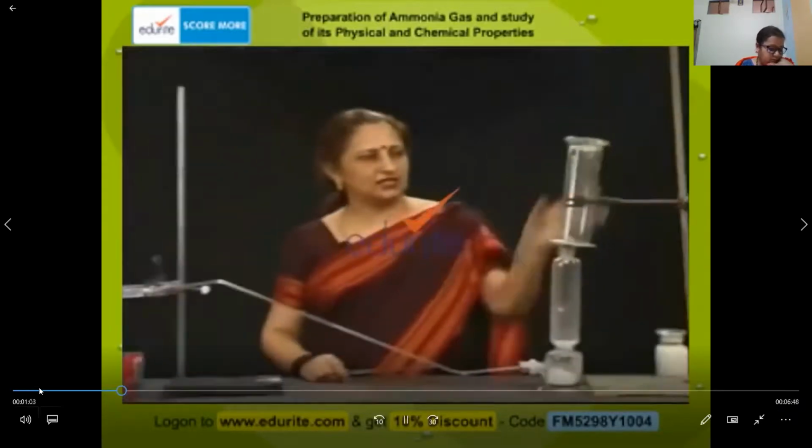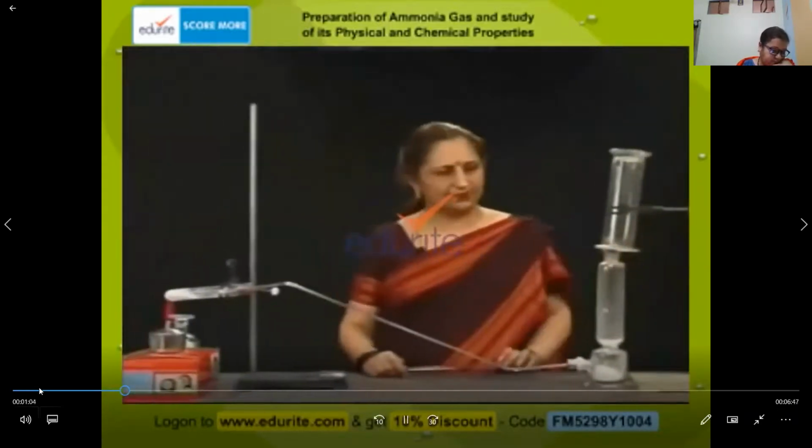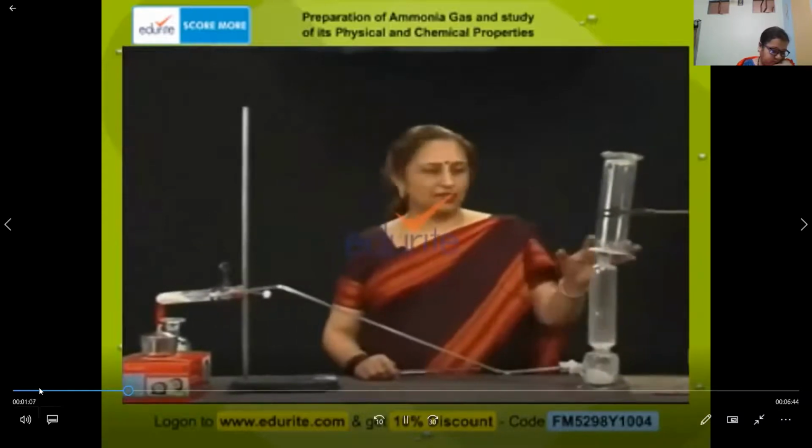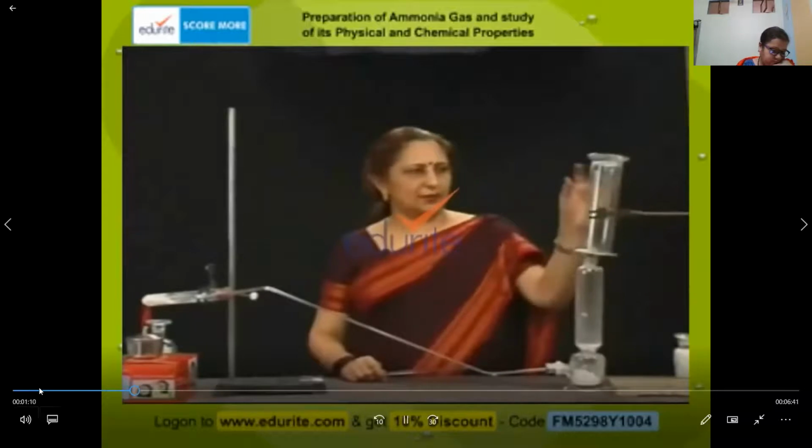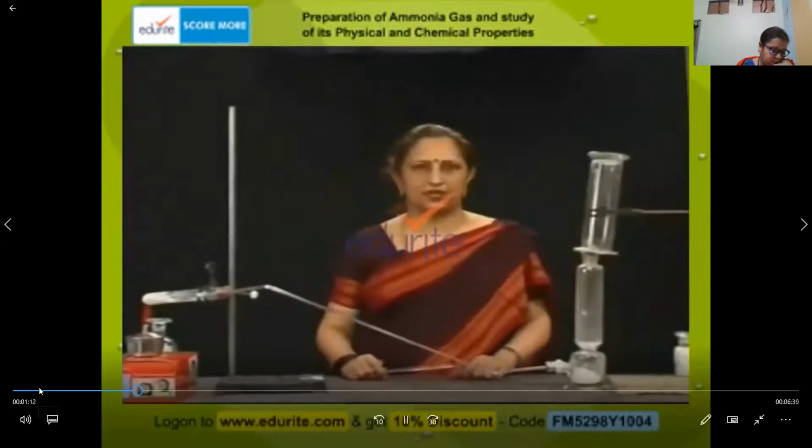Can you think why the gas jar has been inverted? Ammonia is lighter than air. It is collected by the downward displacement of air.